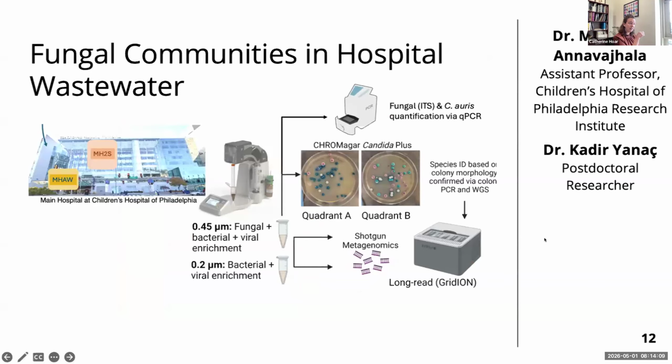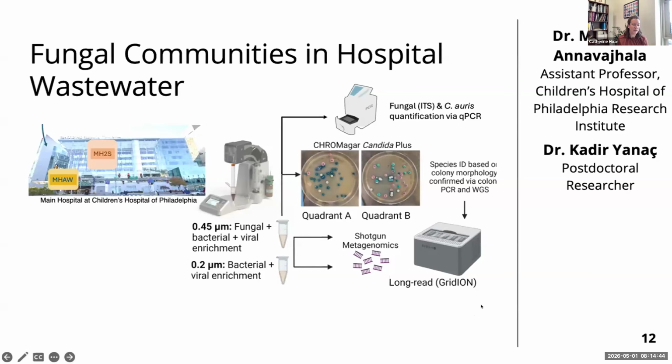For that work, we've been collaborating with researchers at the Children's Hospital of Philadelphia to look specifically at hospital wastewater, trying to compare the fungal communities and the pathogenic targets that we find in municipal water compared to hospital wastewater. Their strategy uses a different concentration method, a NovaPrep concentrating pipette, but also culturing with Chromagar, and then doing metagenomic sequencing along with qPCR.